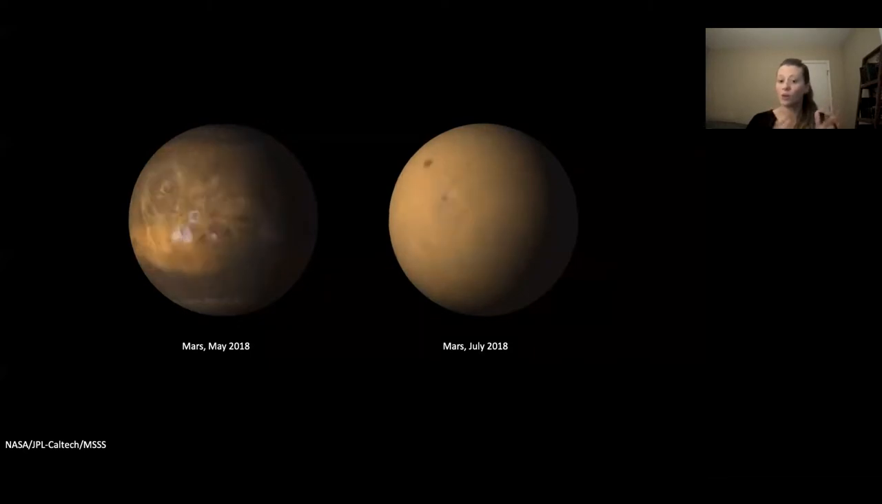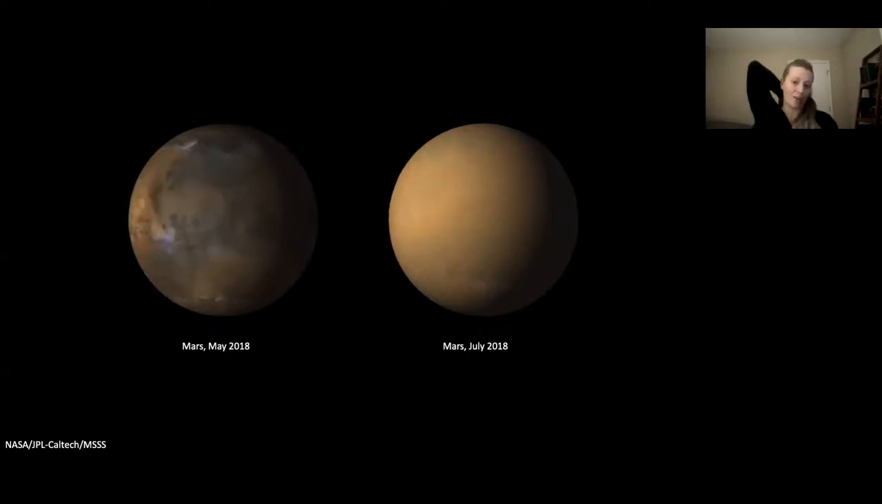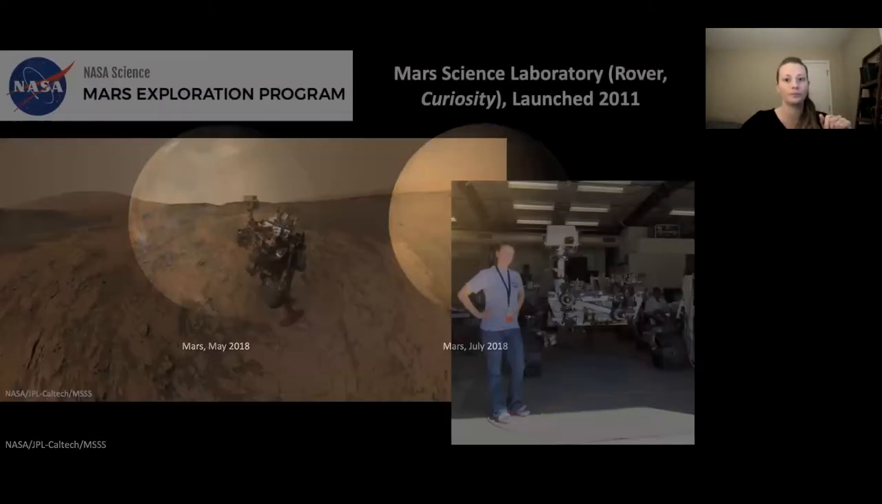So during the dust storm, Curiosity, it doesn't use solar panels, but we actually lost communication. We were unable to communicate with our rover as well. We didn't have any power issues, but we did have to shut down the mission until the dust cleared so that we could actually communicate with the rover.